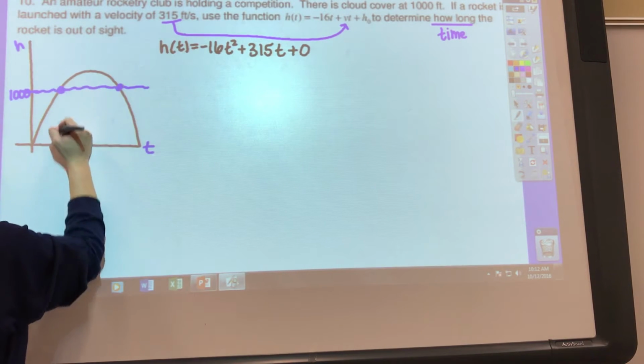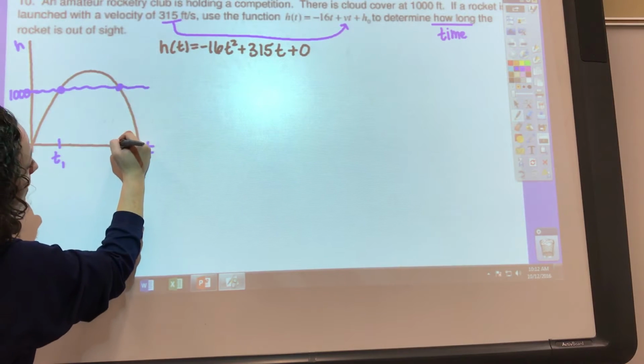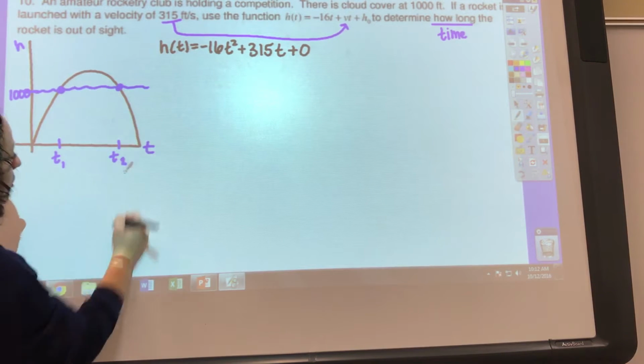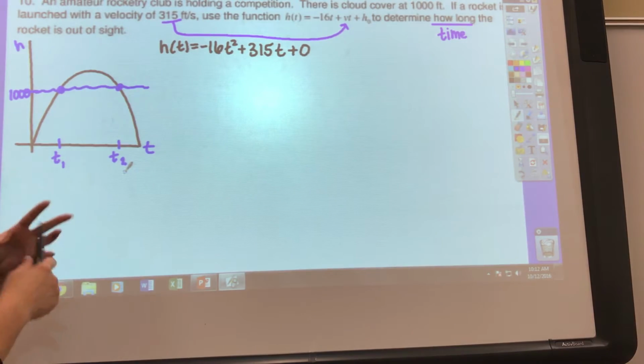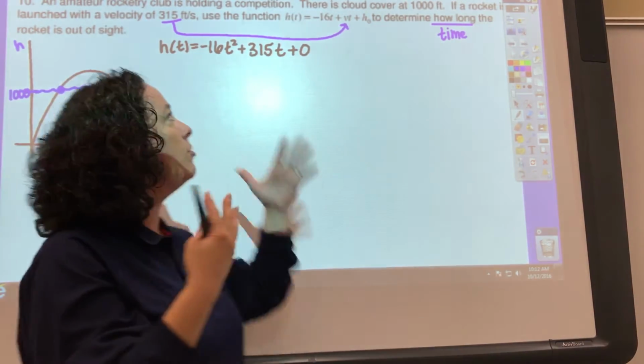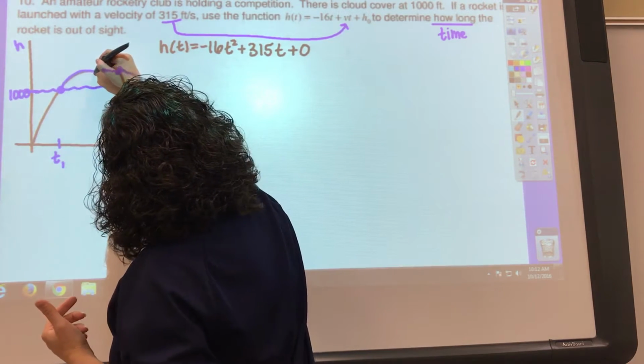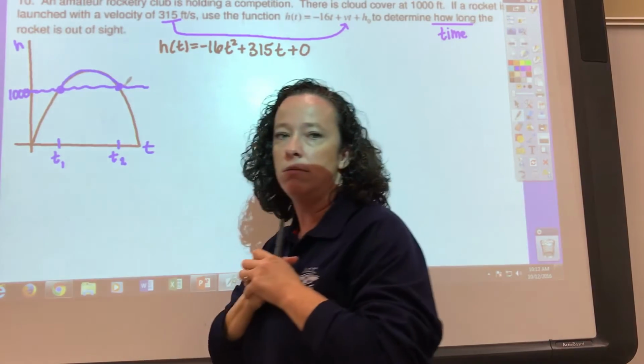Those are both t values. We're going to call that t sub 1, so the first time value we want. And we'll call this one t sub 2, so the second time value that we want. So once we find both of those time values, we'll just subtract, and that will tell us how long the rocket is out of sight. Because the rocket is out of sight from here all the way to there, okay?